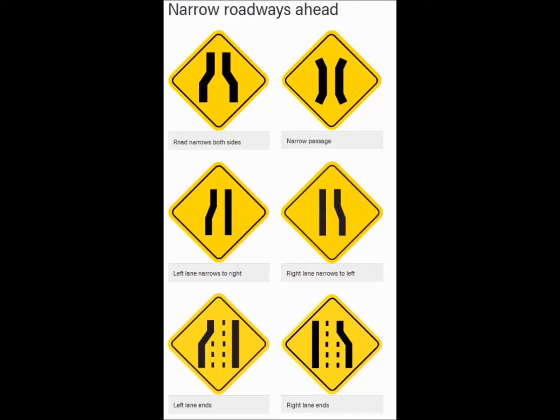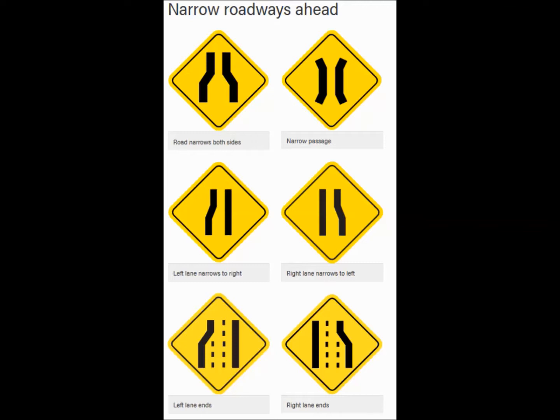On the left is a rectangle that goes in slightly to the right and then forward again. On the right is a straight rectangle. Left lane narrows to right. Image description. A yellow diamond with a black border.